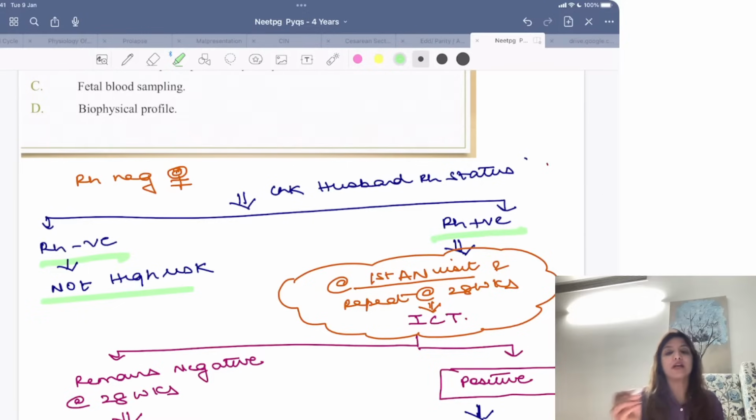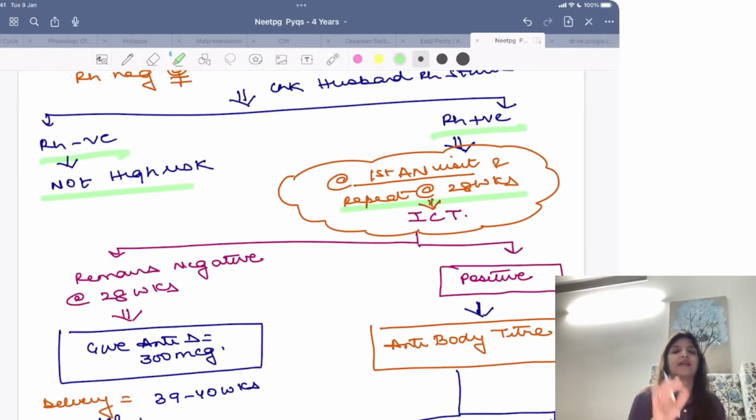Now, if husband is Rh positive, then at the first antenatal visit, we do an indirect Coombs test and we repeat this indirect Coombs test at 28 weeks, between 24 to 28 weeks, ideally at 28 weeks. Now, when I repeat the indirect Coombs test at 28 weeks, and if I see that indirect Coombs test remains negative, right? Then at that point of time at 28 weeks to this female, I'm going to give her anti-D. How much anti-D?